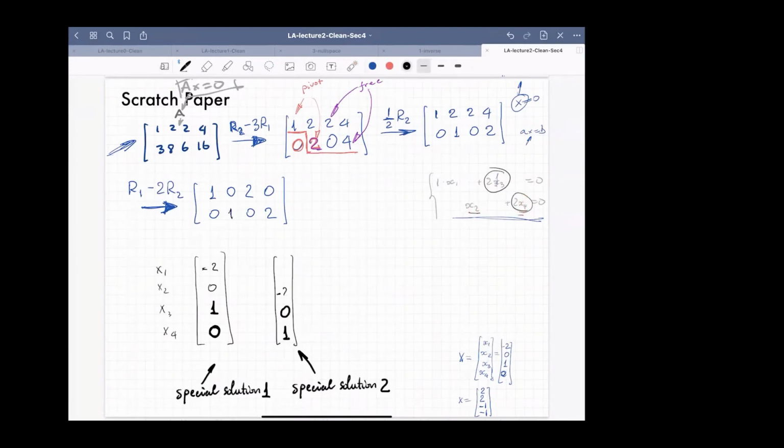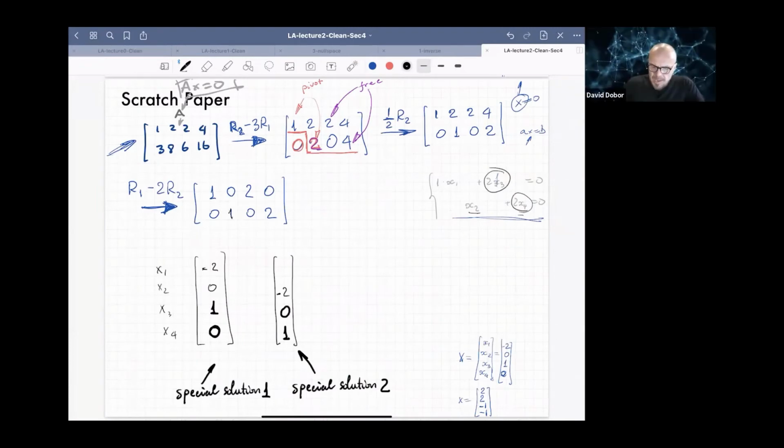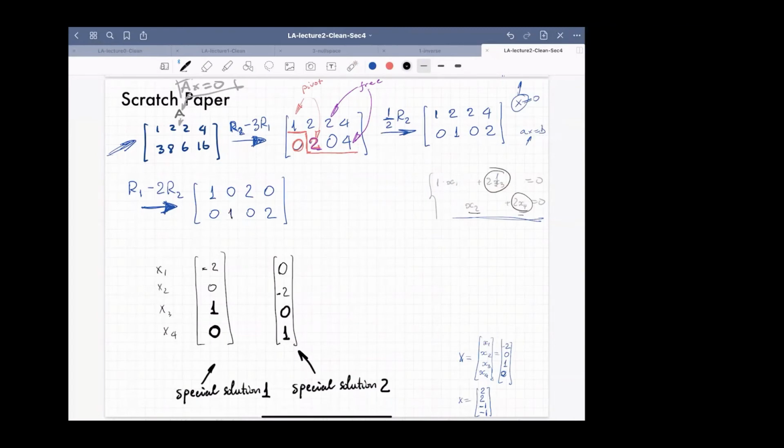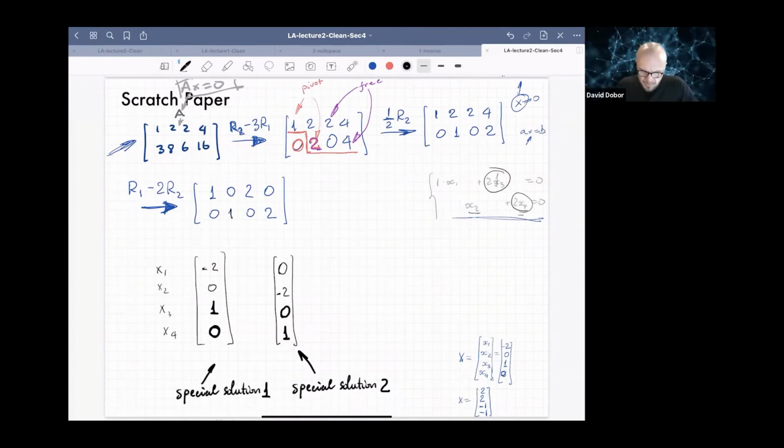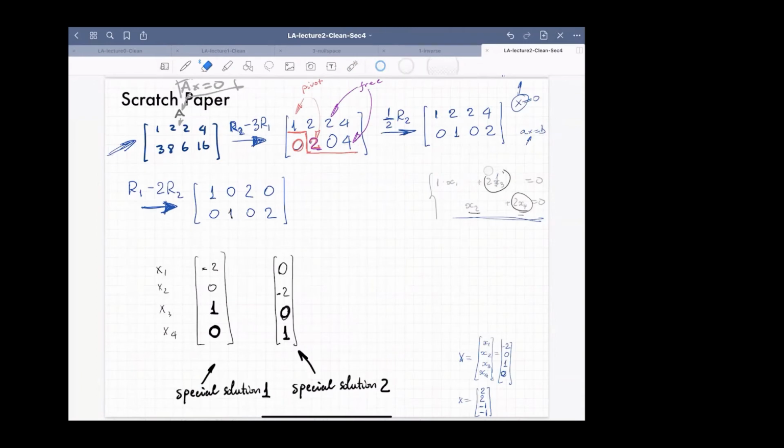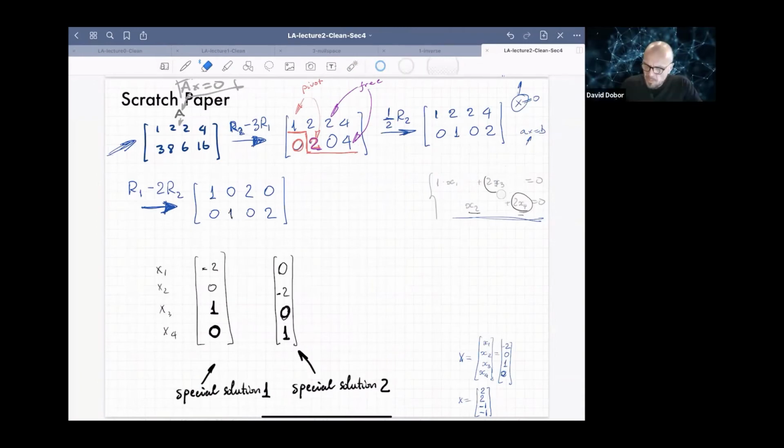-2. And what happens with x1 if my x3 is 0? It becomes -1. Wait, why? If x3 is 0, I've put x3 as 0 here, then it would have to be 0. Yeah, it's 0, right? My bad. But anyway, the point is that we wrote down the solution.